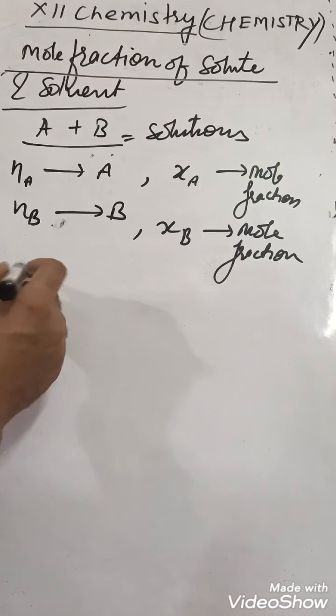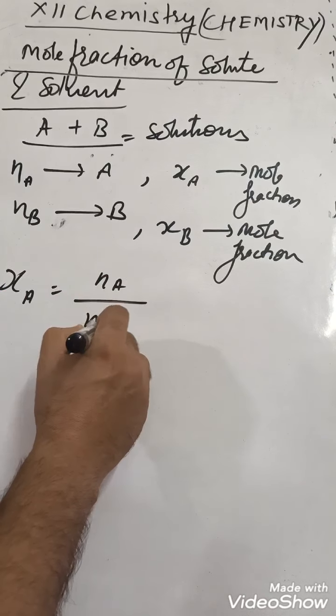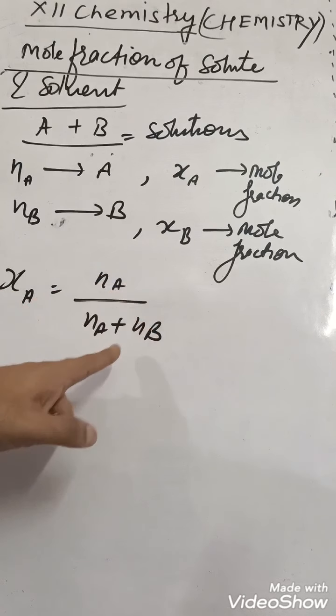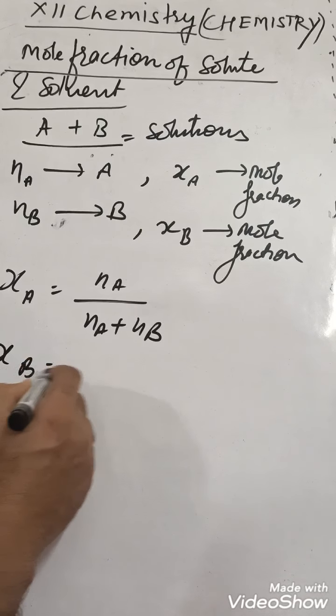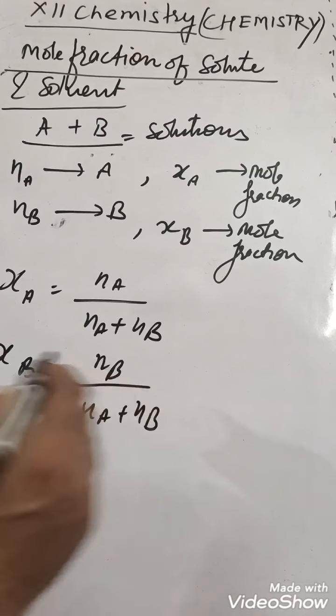Then what is XA? It is Na divided by Na plus Nb. That is, the number of moles of component A divided by the total number of moles in the solution. And what is the mole fraction of B? It is Nb divided by Na plus Nb.